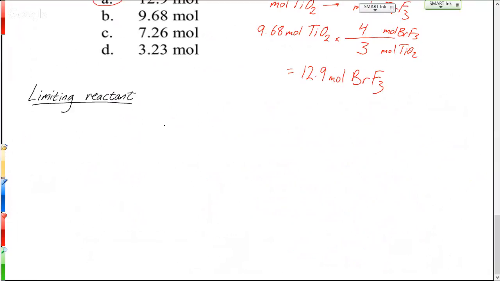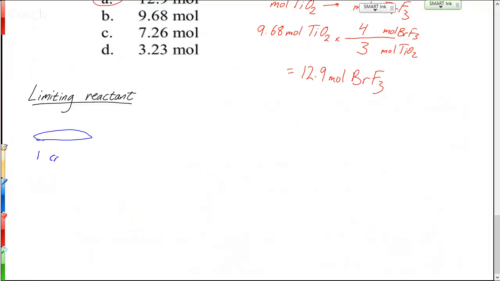Yeah, so stuff has to react in a certain ratio, and if you have too much of one, then some of that is going to get left over. It's not going to react. The way that they talk about it in the book, which we might as well go with, it's pizza.